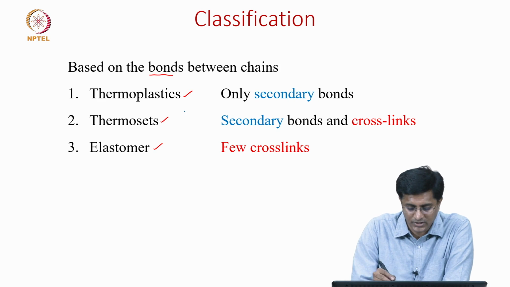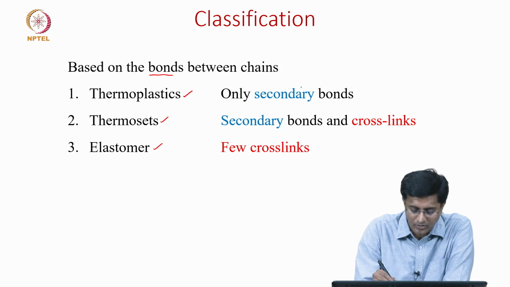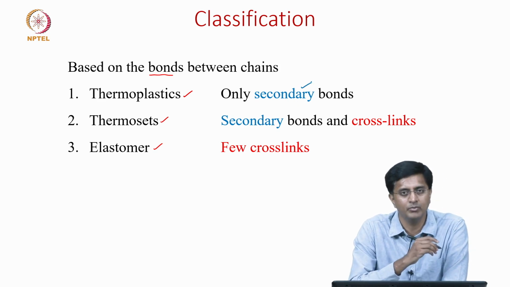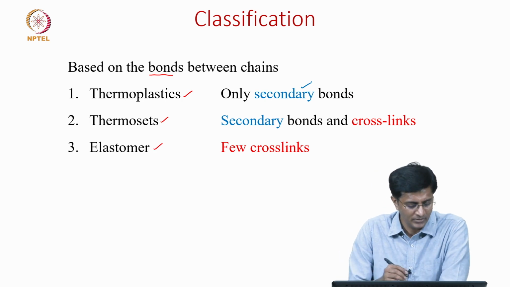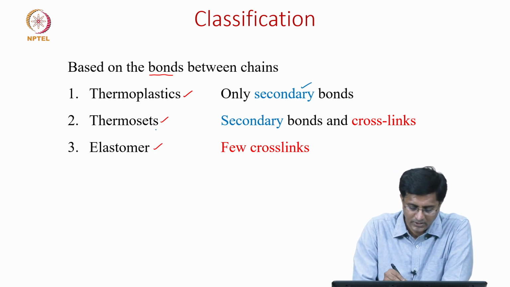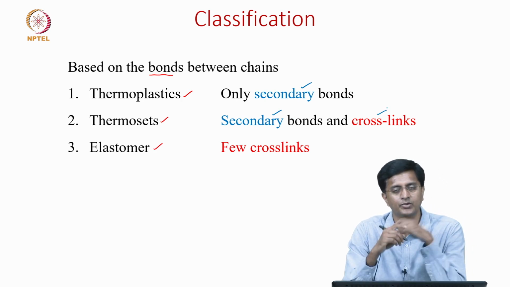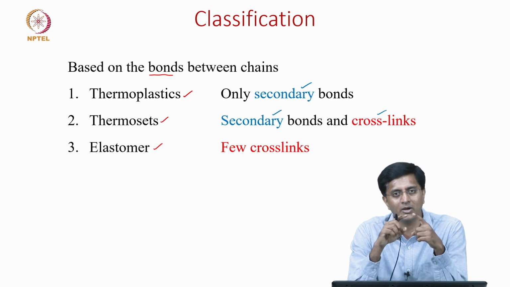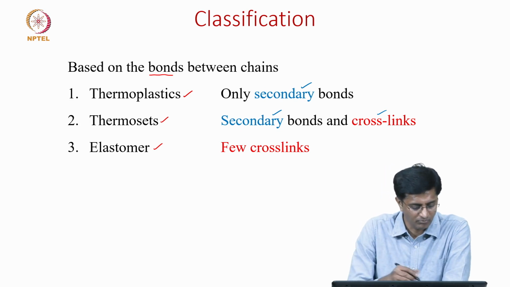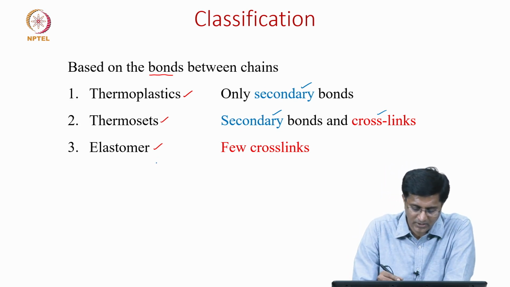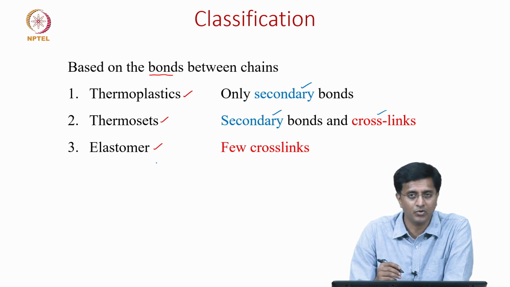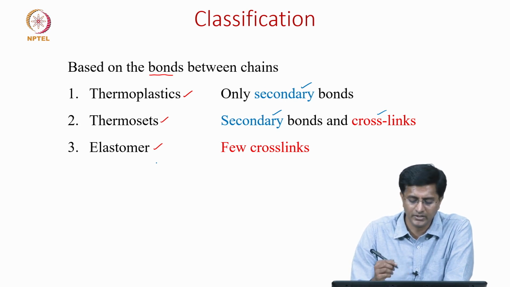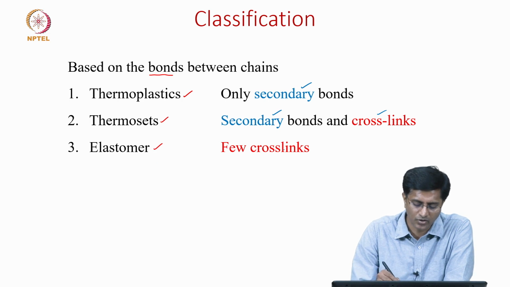For thermoplastics we say that they only have secondary bonds, meaning low energy bonds. In the case of thermosets they have secondary as well as cross-link bonds. So, both primary as well as secondary bonds are bonding the multiple chains together. But in elastomers we see that there are no secondary bonds, which means they have already melted, and what we have is only cross links, and those are very few.